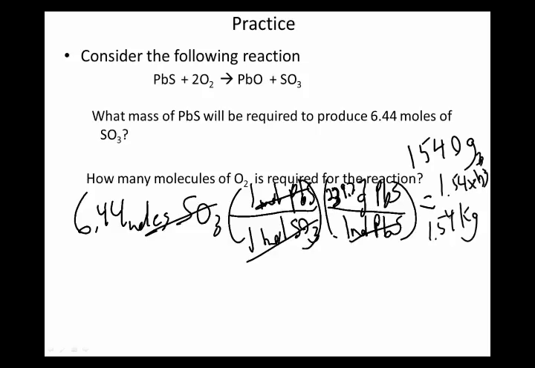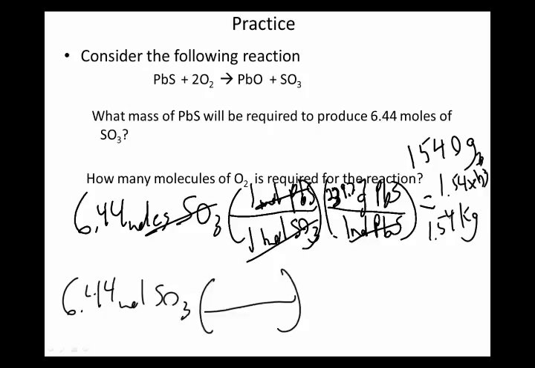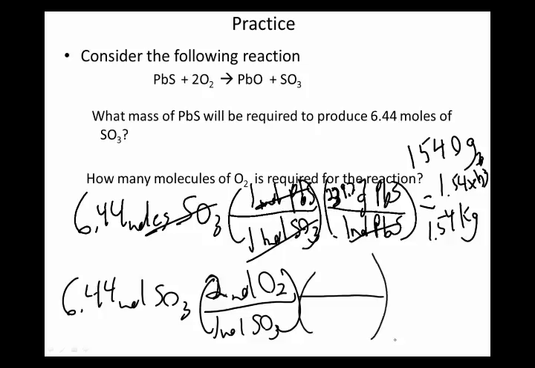Okay, well, 6.44 moles of SO3. In the bottom, I can put 1 mole SO3. And the top is 2 moles O2. Again, getting these numbers from the chemical reaction. And then, I'm not being asked to go to grams. So take note, I can change it up on you. I don't want to go to grams of O2. I want molecules. I want O2 molecules, which is going to require Avogadro's number.